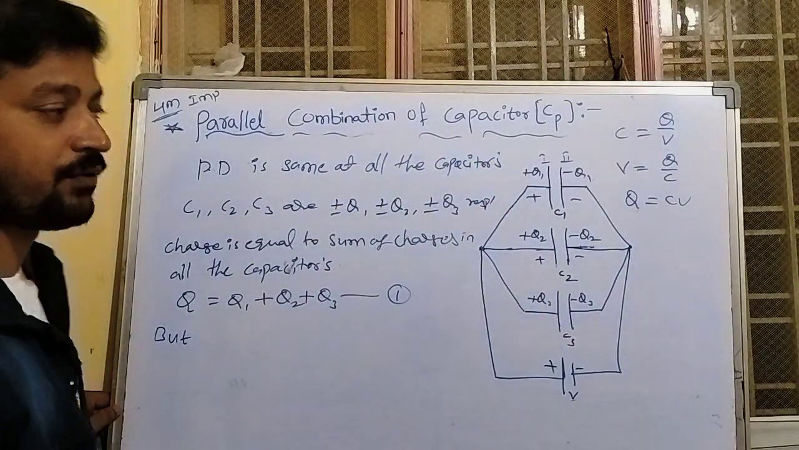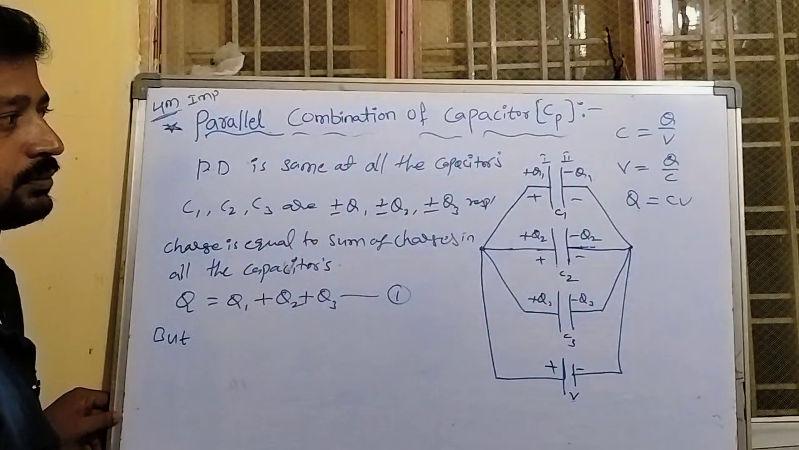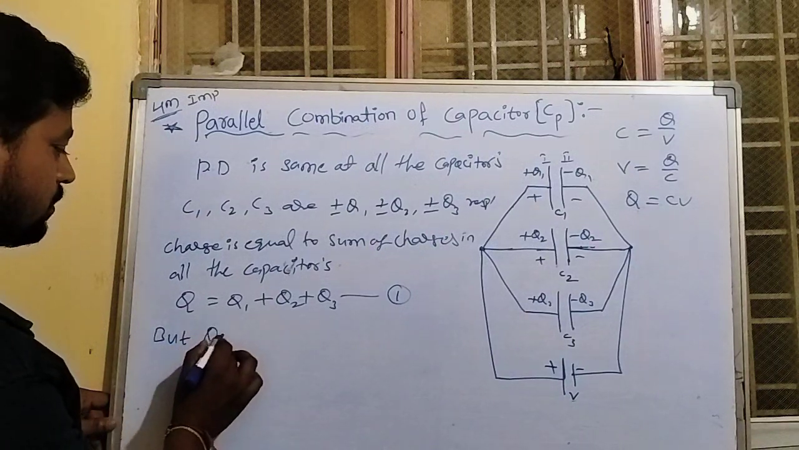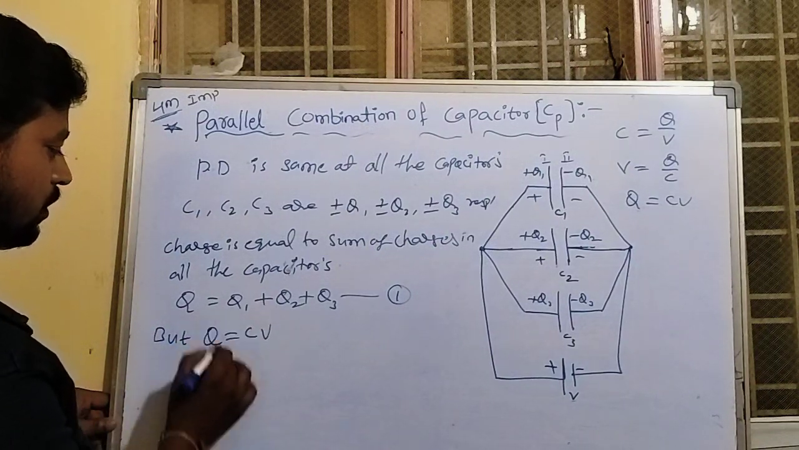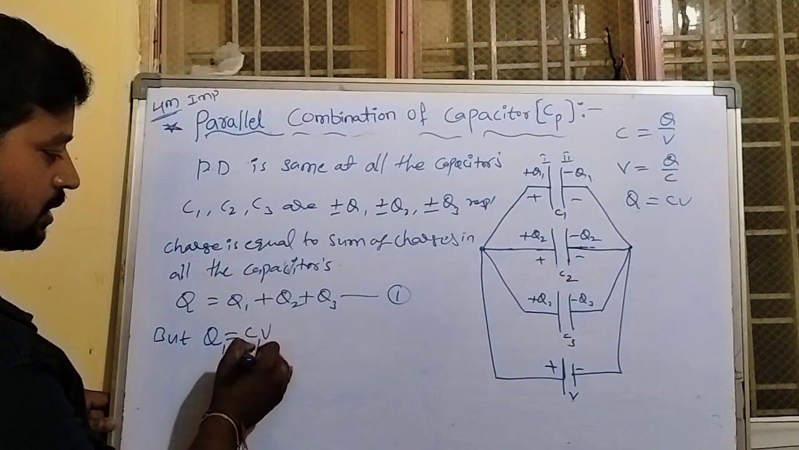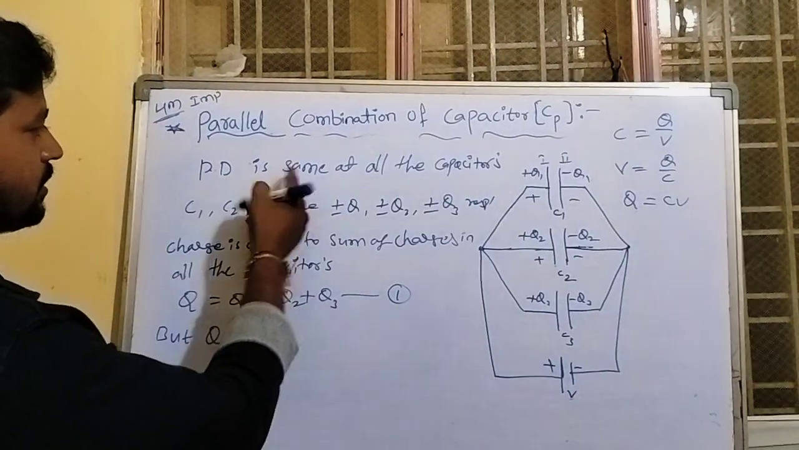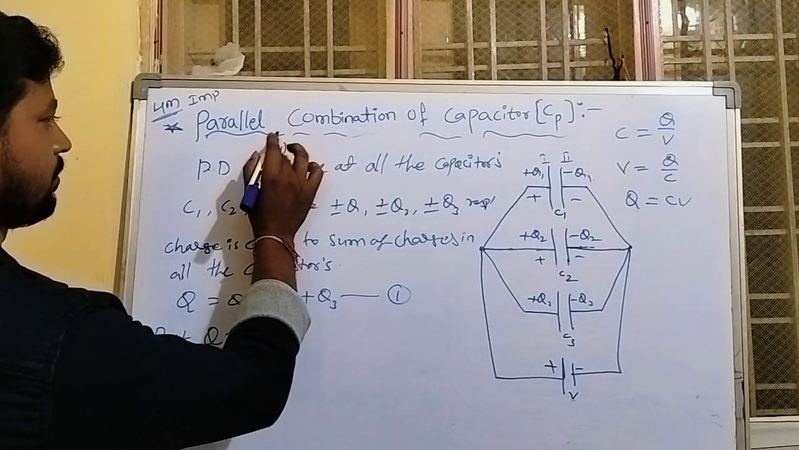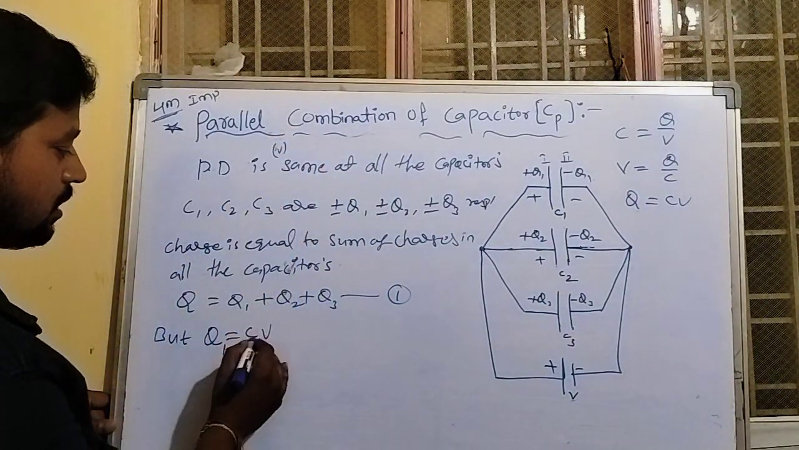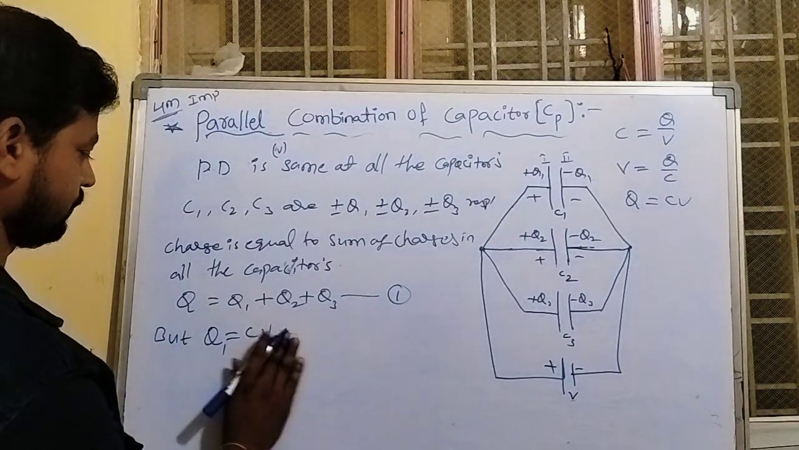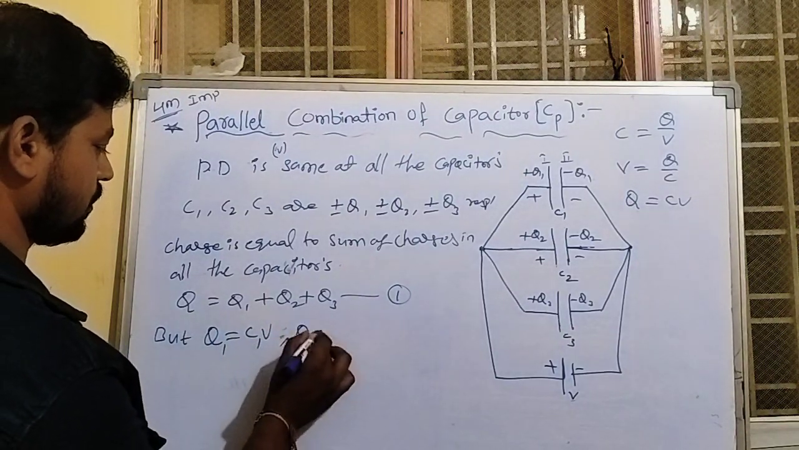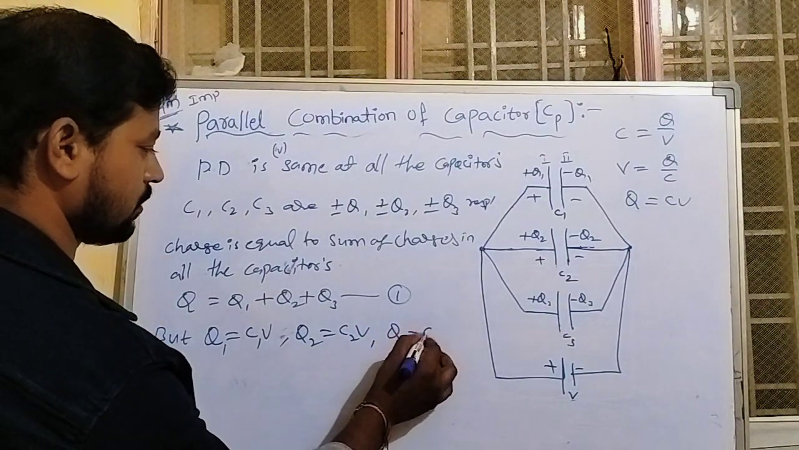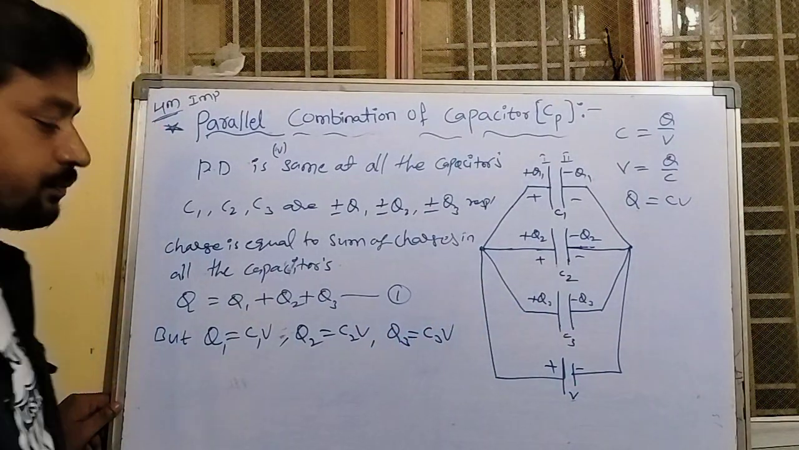But from the capacitor formula, Q is equal to CV, then C is equal to Q by V. We can write Q1 is equal to C1V. Here potential drop is the same, that means V is the same at all the capacitors. Q2 is equal to C2V. Again Q3 is equal to C3V.